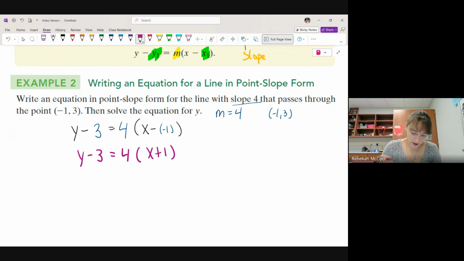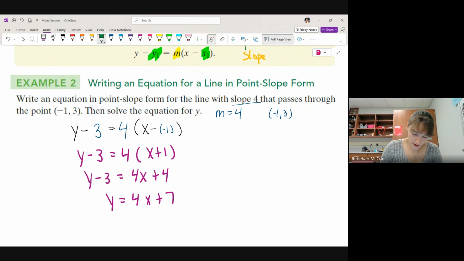And so from here, we're going to solve for y. We want to get y by itself. We have to start by distributing that 4, so we'll have 4x plus 4. We add the 3 to the other side, and we get y equals 4x plus 7.